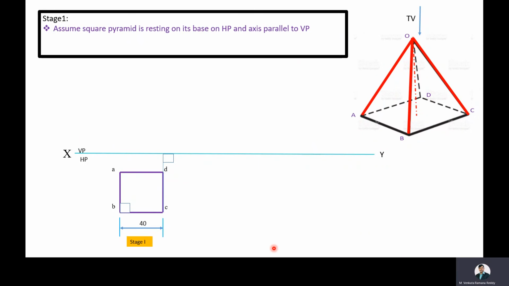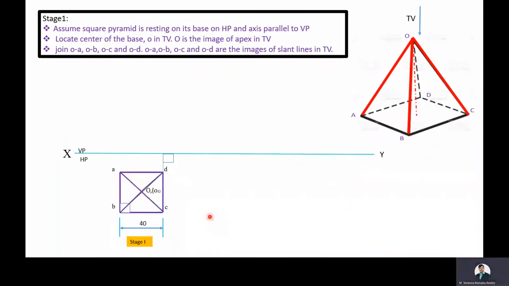O is the center of the base. Then join OA, OB, OC, OD. Here OA, OB, OC, OD are nothing but images of the slant lines in top view. With this we completed drawing the top view of the square pyramid when it is resting on its base on HP and its axis is parallel to VP.